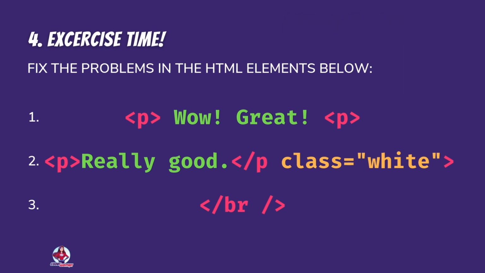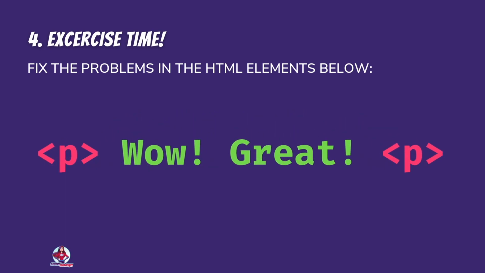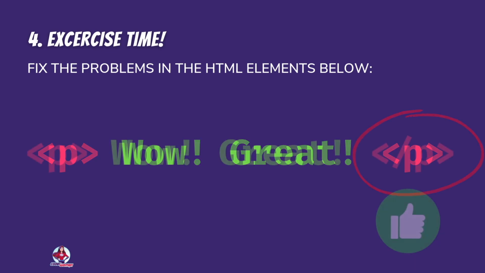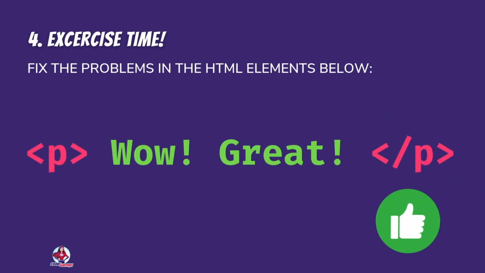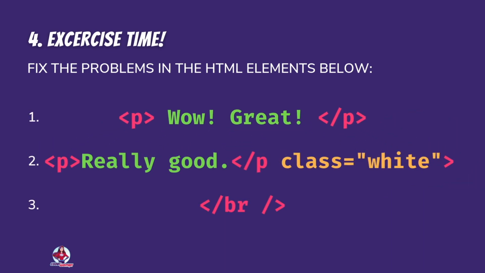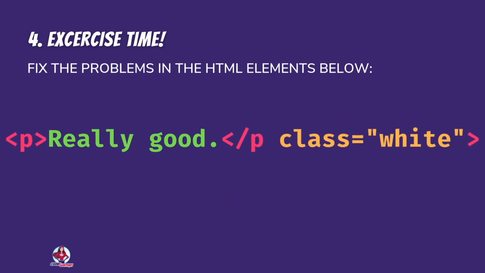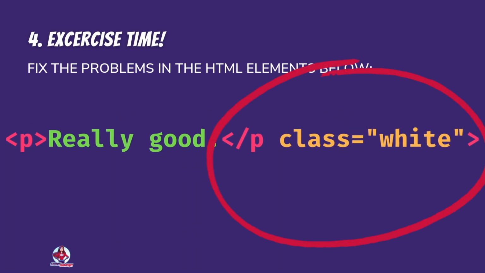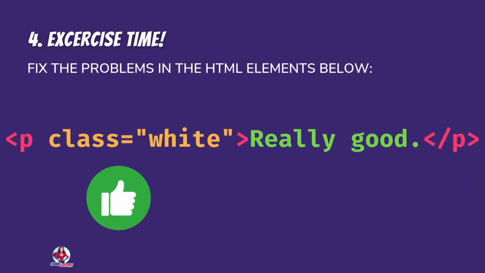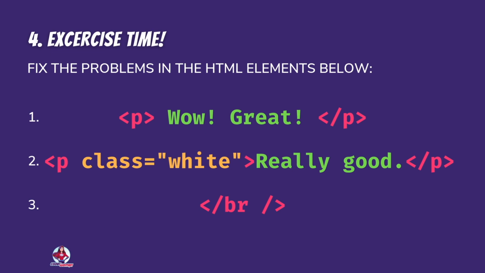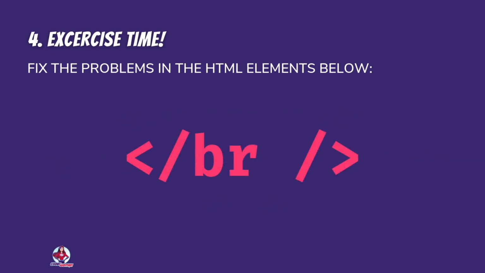Great, let's go over the answers together. First line, notice we are missing a slash in the closing tag. Add it and you are good to go. Second line, this paragraph element has a class attribute but is in the wrong spot. Move it to the opening tag. And the third line, our self-closing element has an extra slash. Just one on the right is enough.